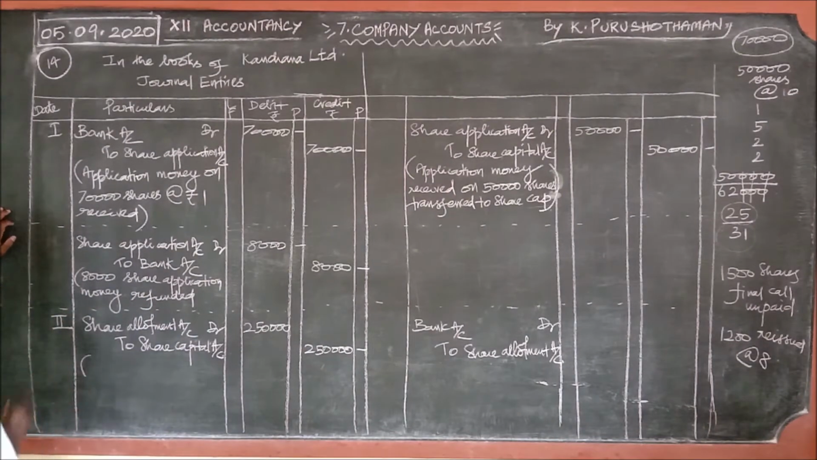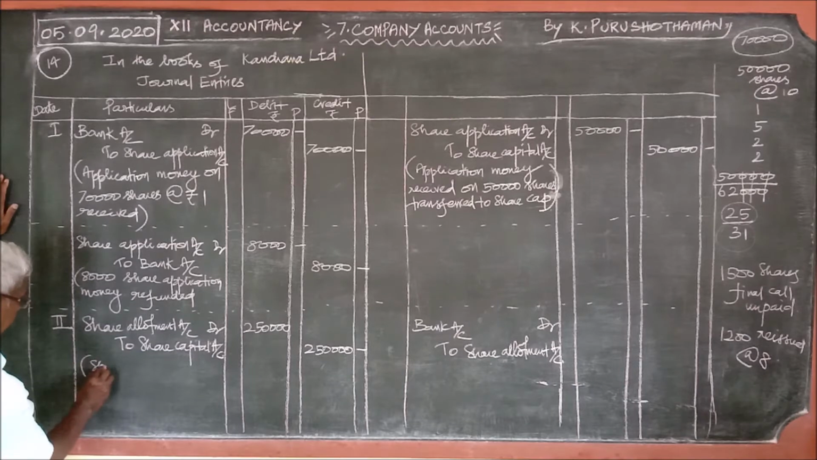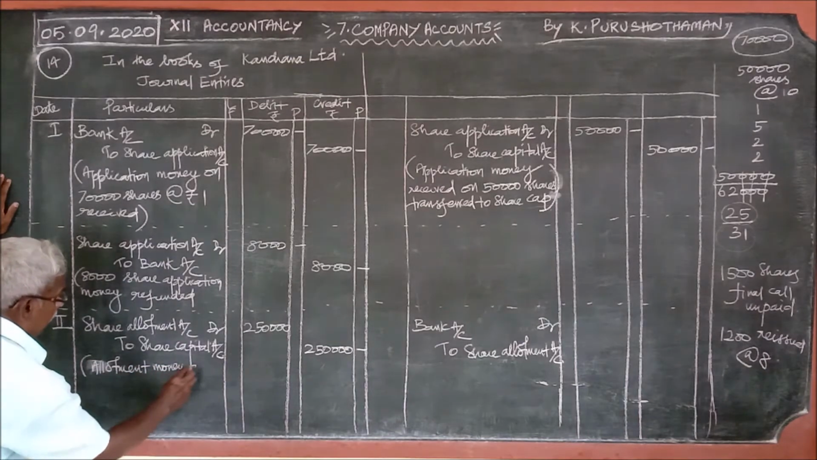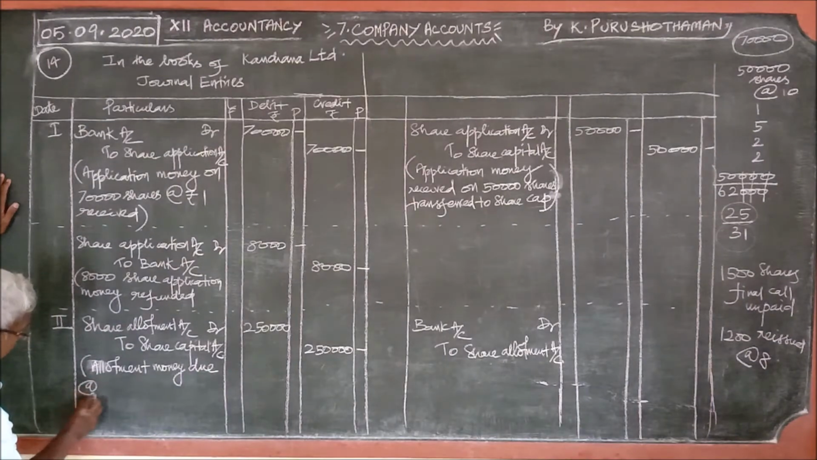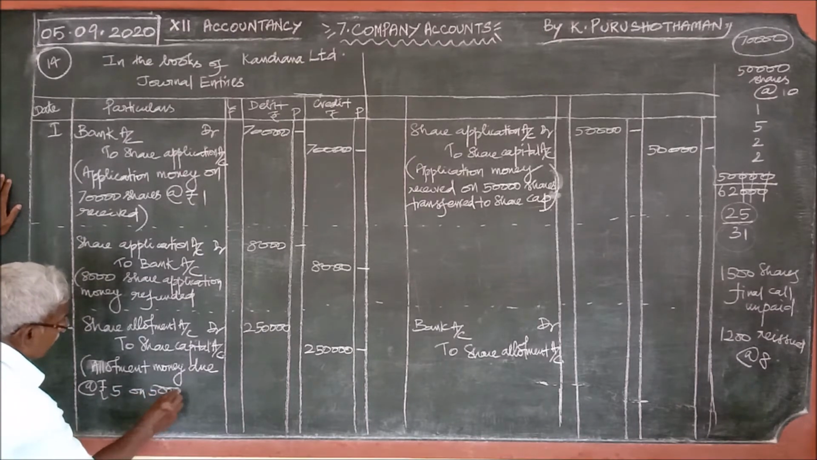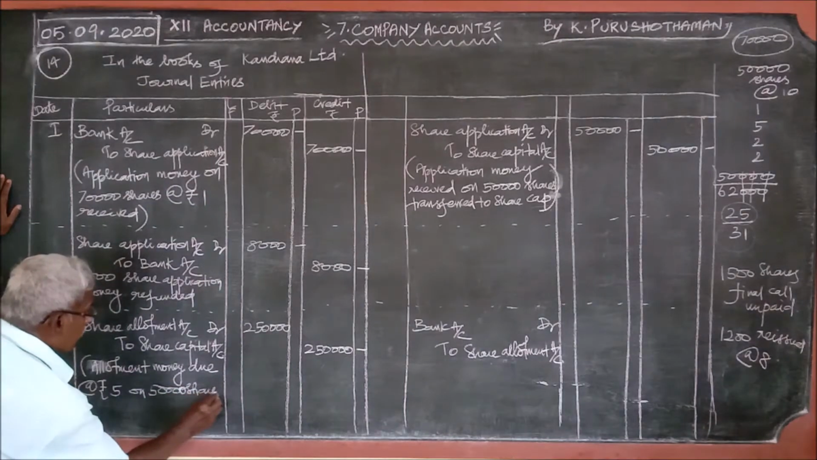What should be the narration? Like this, we cannot write that 50,000 share allotment money was received at the rate of rupees 5. Here we should use the term due: allotment money due at the rate of rupees 5 on 50,000 shares.